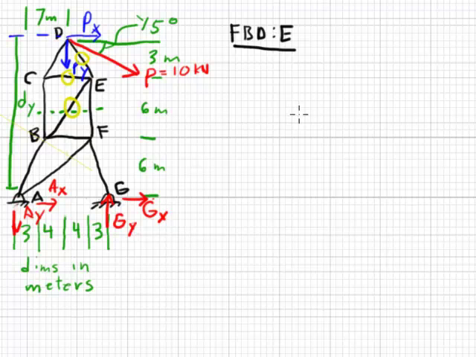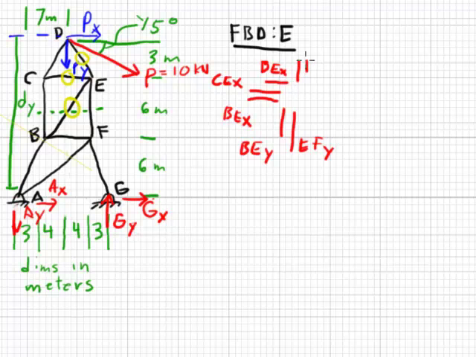At joint E, we have EF in the y direction, two forces from BE, so BE in the y direction. I'm drawing it in the quadrant that it shows up physically. BE in the x direction. CE in the x direction, which is an unknown. We also have DE in the x direction and DE in the y direction. Now our knowns are BEX, BEY, and EFY.